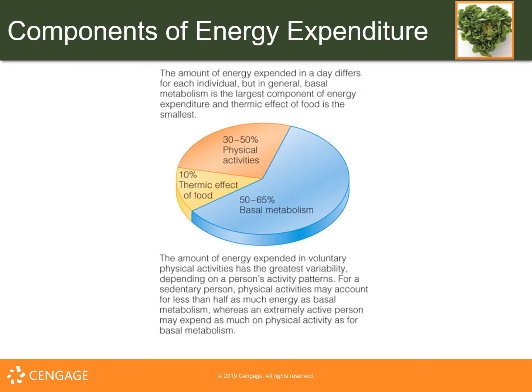Components of energy expenditure. The amount of energy expended differs for each individual, but usually basal metabolism is the largest component and thermic effect of food is the smallest.